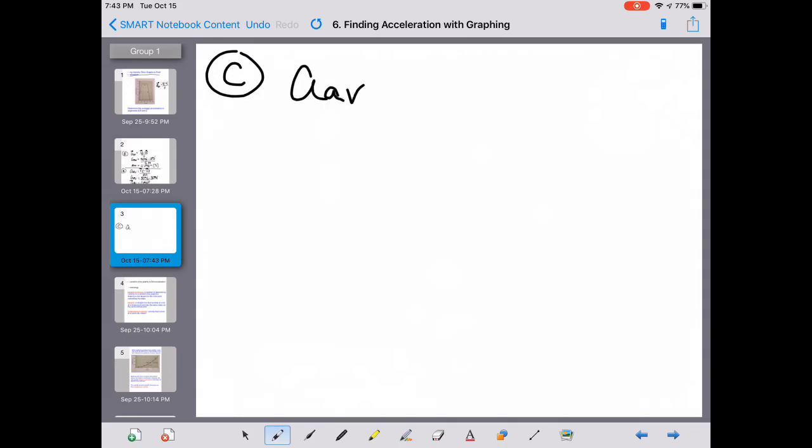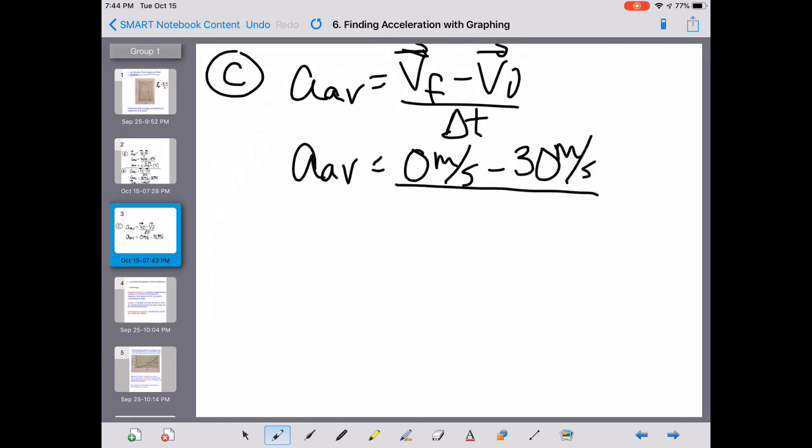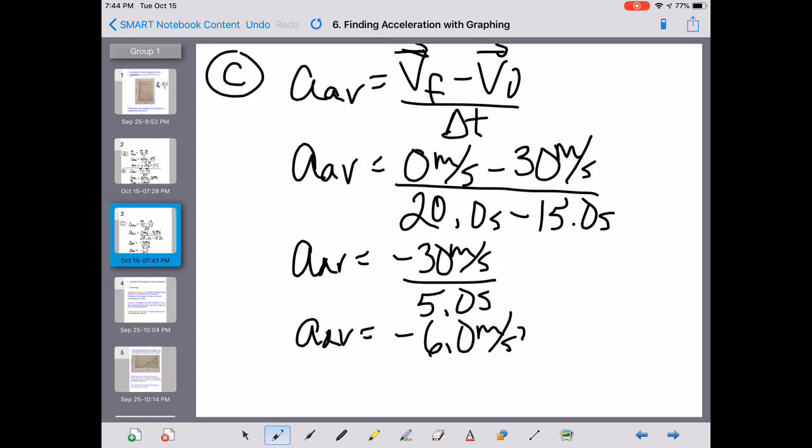So a_av is equal to vf minus vi over delta t. a_av is equal to 0 meters per second minus 30 meters per second over top of 20 seconds minus 15 seconds. And so a_av is equal to minus 30 meters per second over top of 5 seconds. So a_av gives us negative 6 meters per second squared.